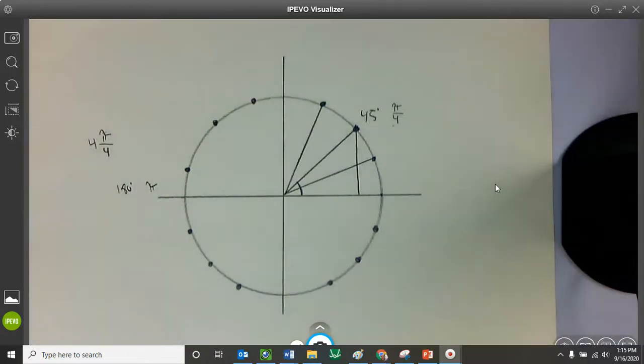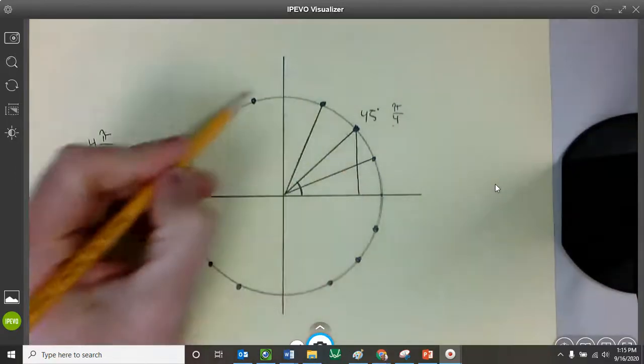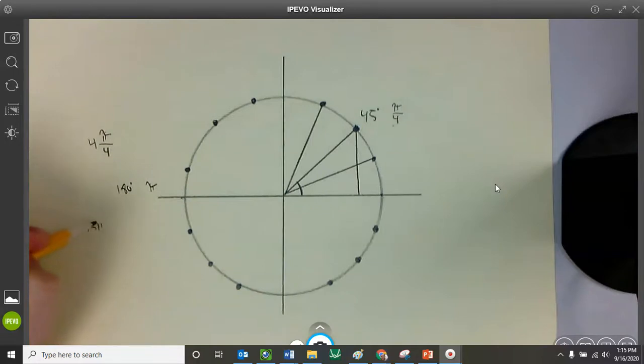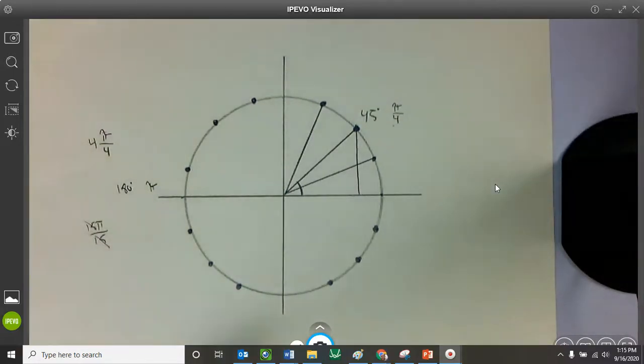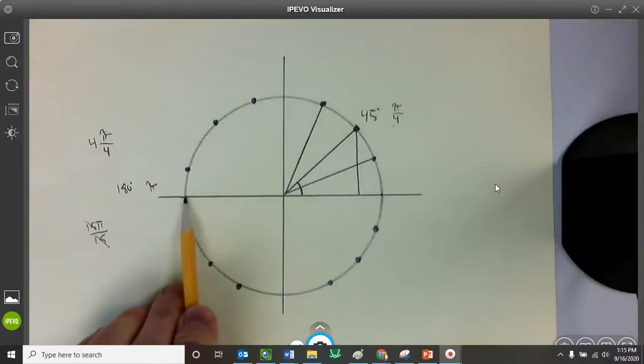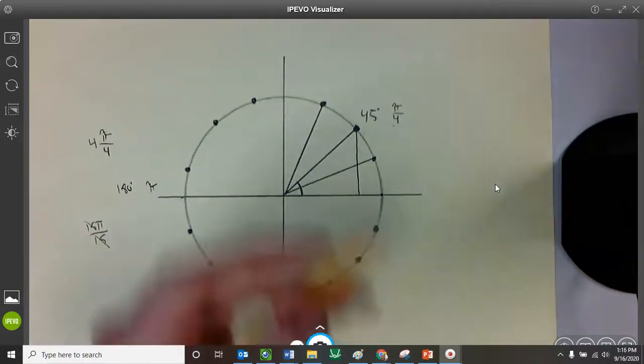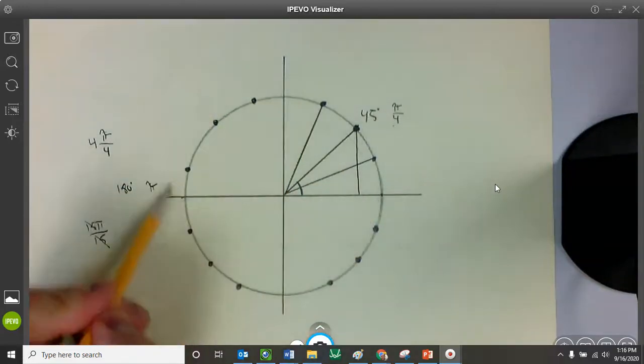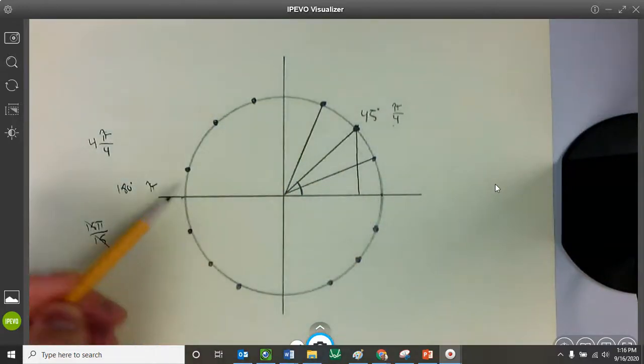I could do this with any number. I could say, how many pi's over 15 would it take to get here? The answer, 15. 15 pi over 15, those 15's cancel, is just pi. And that's what this is. This point, 180 degrees, is pi. So let's go back to my original point. I'm trying to know how many pi's over 4 it takes to get from here to here, and the answer is 4. That's 4 pi over 4.